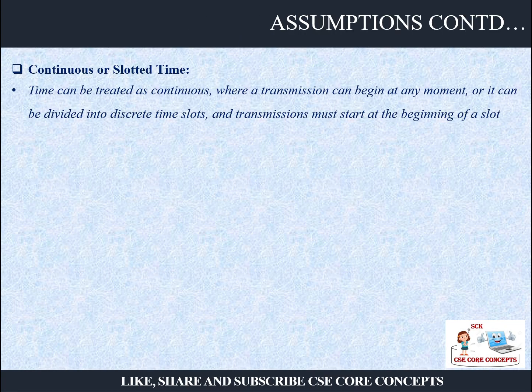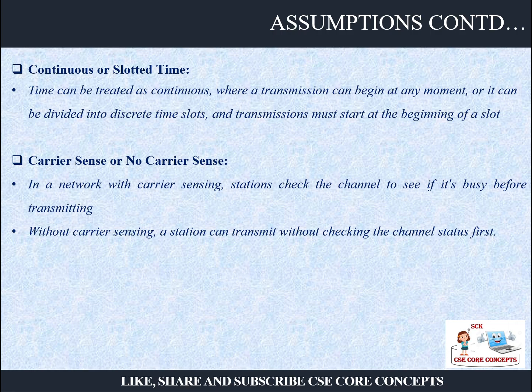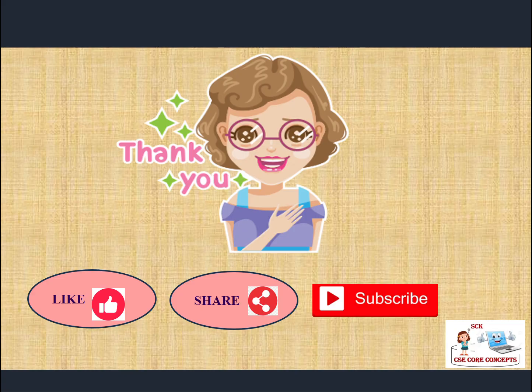Some protocols will use continuous timing, where you can send your frames anytime, or sometimes we will go for slotted time, with a first slot, second slot, third slot, and you can send only at the beginning of a slot. Some protocols will have a carrier sensing capability and others no carrier sensing capability. So with these assumptions, in my next video we are going to start studying the protocols for channel sharing.